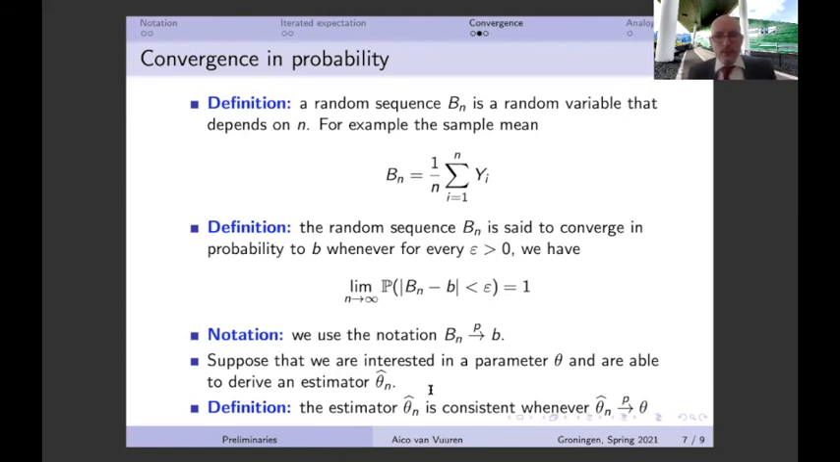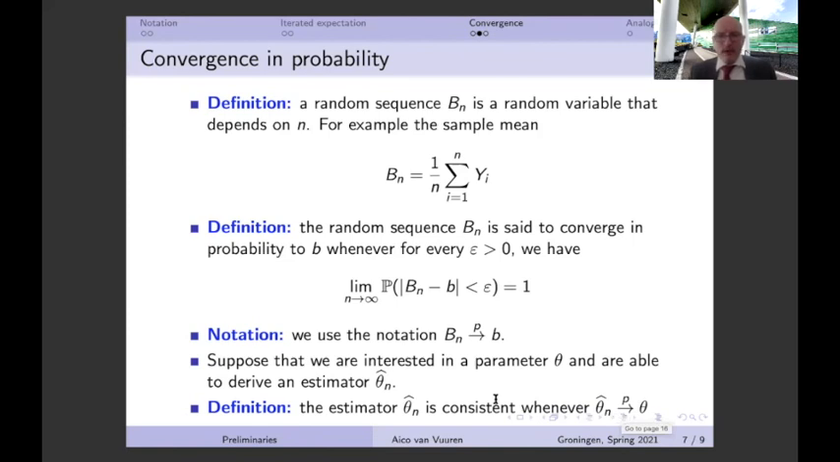Suppose that we're interested in a particular parameter, and we would like to estimate that parameter by an estimator theta hat n. This is very common notation: when we have a parameter theta and we would like to estimate it, we denote the estimator by theta with a hat above it. Then we say that the estimator theta hat n is consistent whenever theta hat n converges in probability to theta.